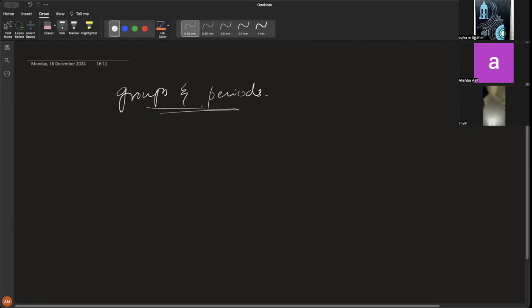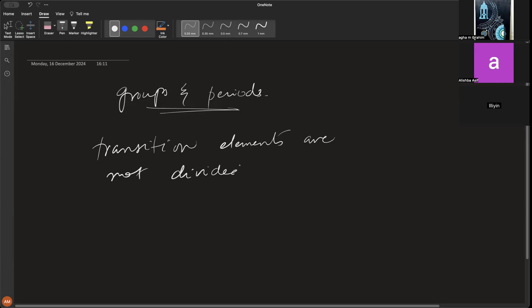Okay, that's groups and periods. We have already discussed groups and periods, but there are some elements that are transition elements. Transition elements are not divided into groups.